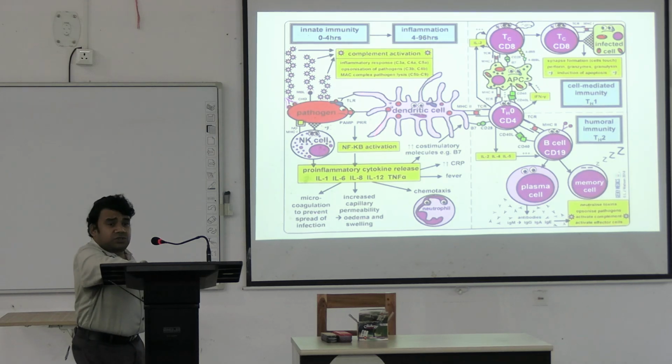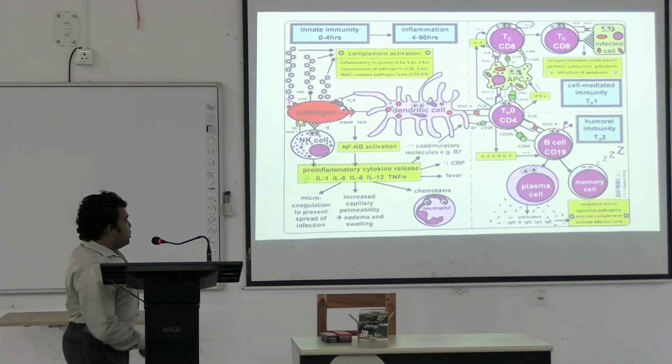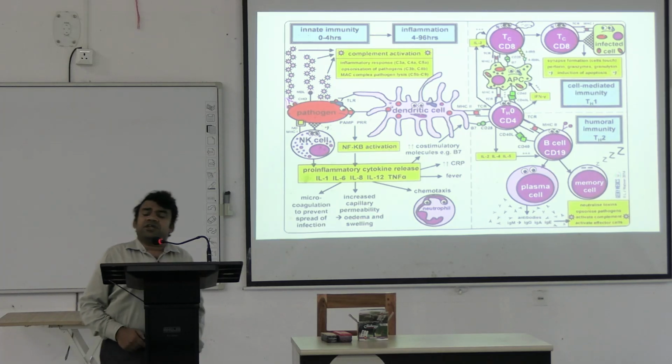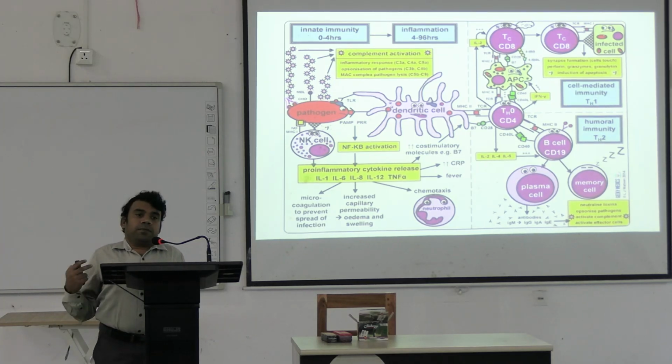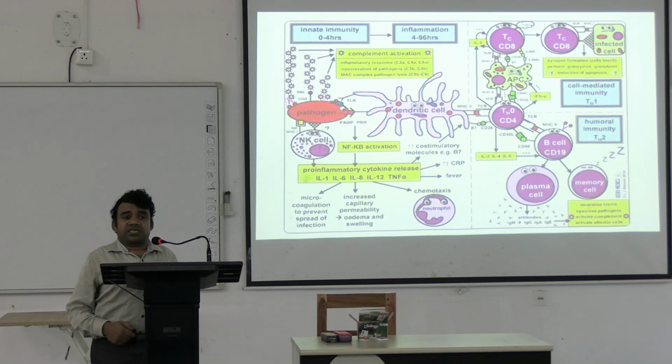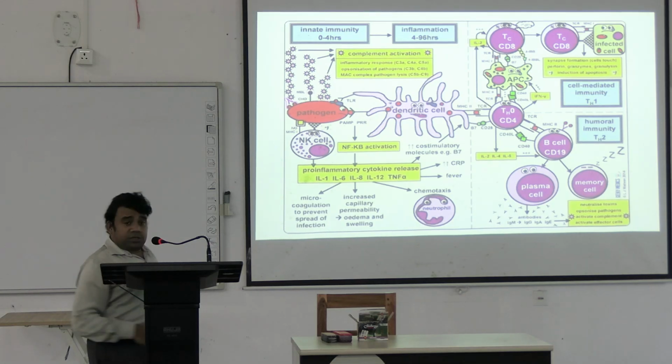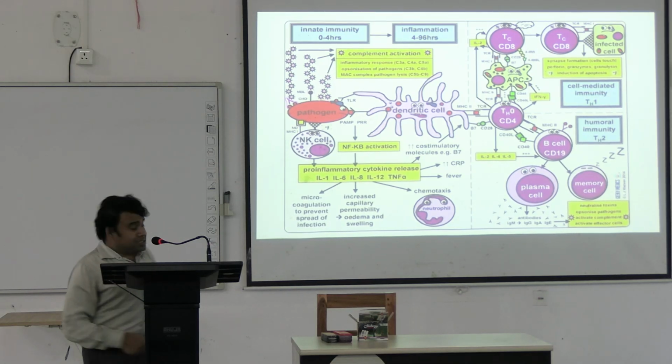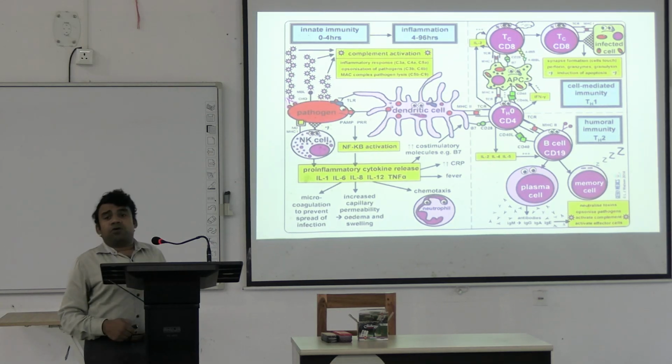Simultaneously, because of the phagocytosis, there will be liberation of various kinds of cytokines. These cytokines will further trigger recruitment of other inflammatory cells, including phagocytes, neutrophils, macrophages, even eosinophils and basophils, further triggering the local inflammation. So, this is the comprehensive diagram of the immune response.